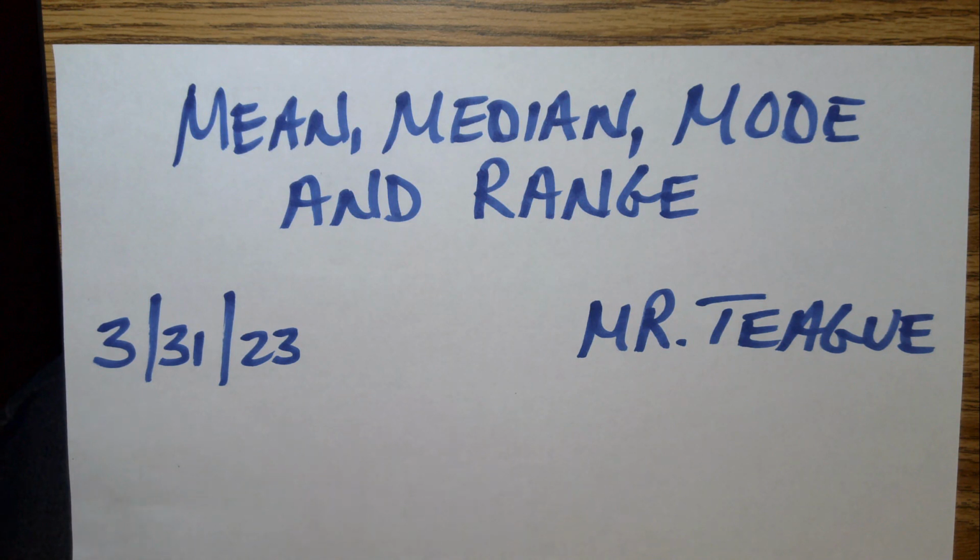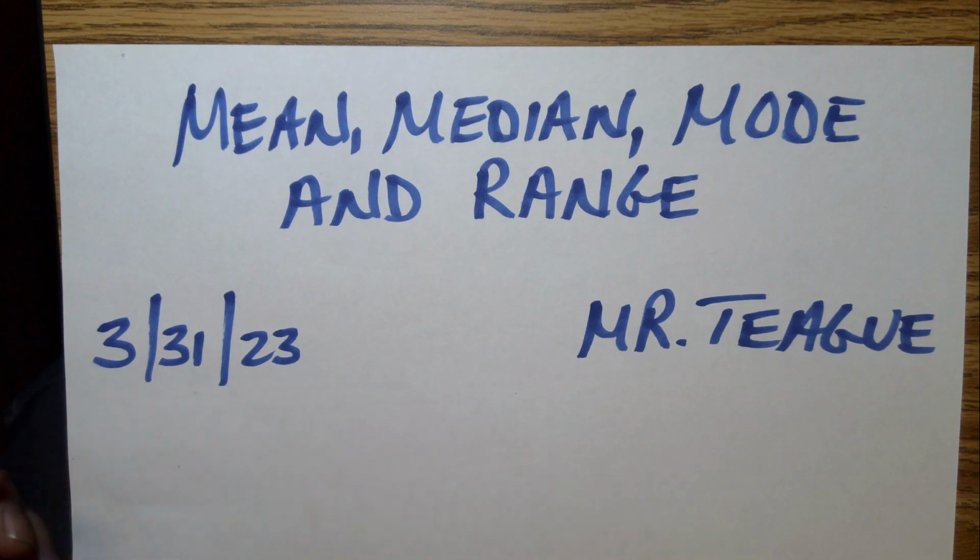Anyway, it's called mean, median, mode, and range. And these are very distinct and specific numbers that we use to look at data and how to analyze data. And so I'm going to go over a real quick form with you to explain mean, median, mode, and range. And we'll go from there.